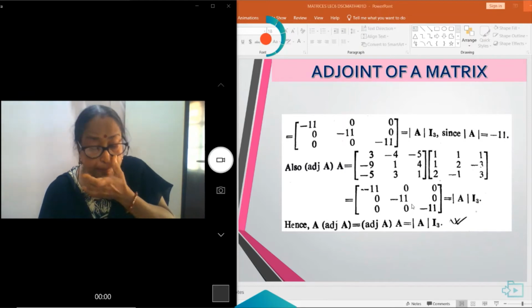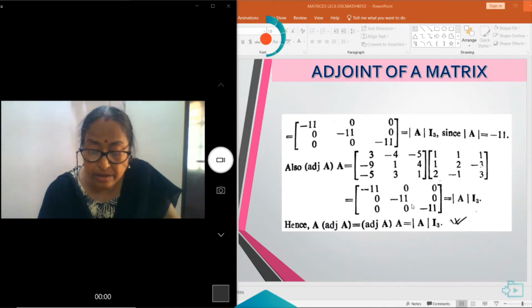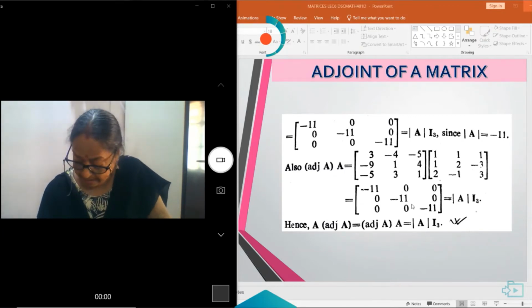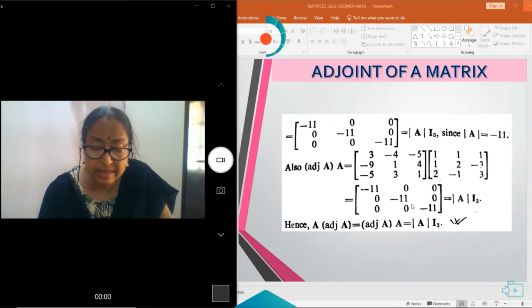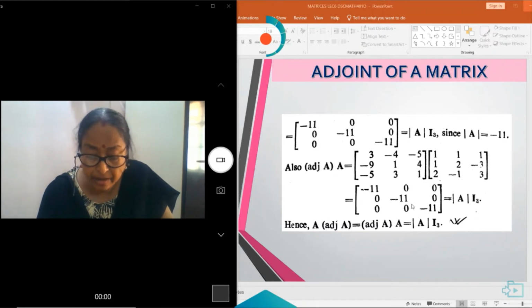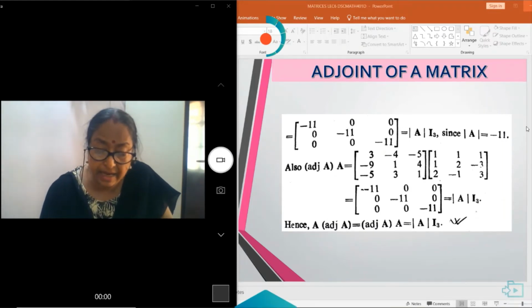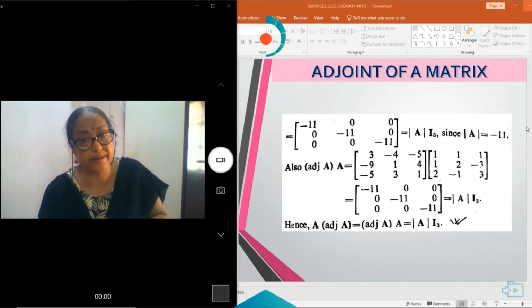IN means the unit matrix. So A is equal to minus 11. This way we can also see that taking adjoint A first and then A gives the same result. So we can say that A into adjoint A is equal to adjoint A into A is equal to modulus of A into IN.